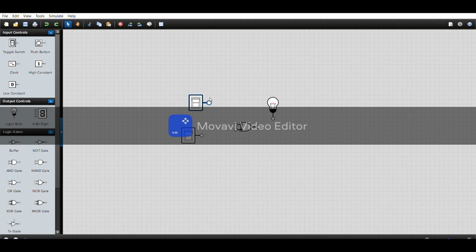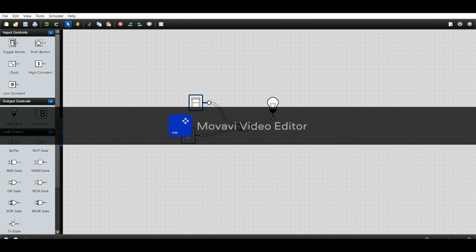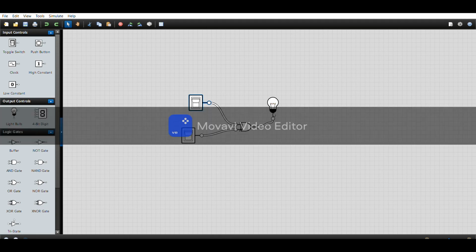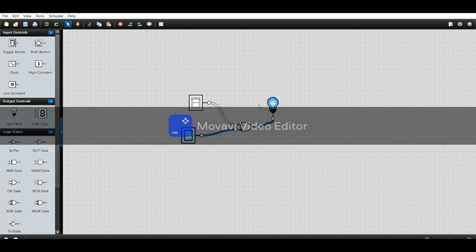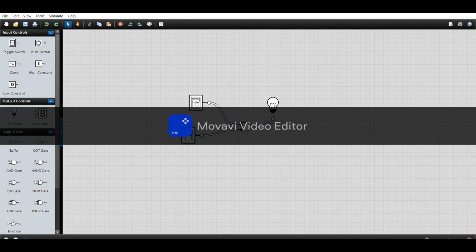Next we are going to see the XOR gate. The XOR gate output is high when any one of the inputs is high. The output is low when both the inputs are low. Let us see the operation of it.